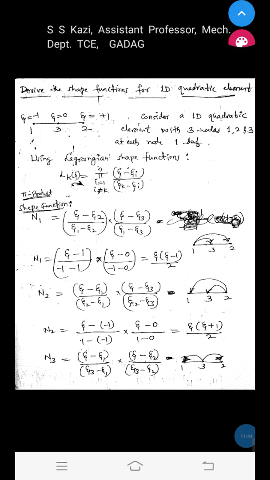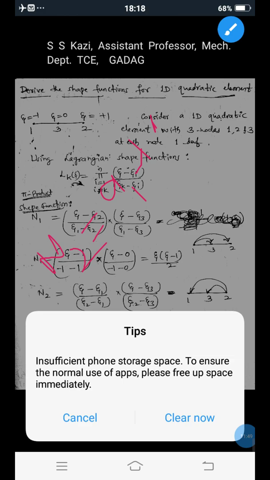Likewise, n2 also you can find by assuming the same polynomial function. n2 is equal to a1 plus a2 zeta.